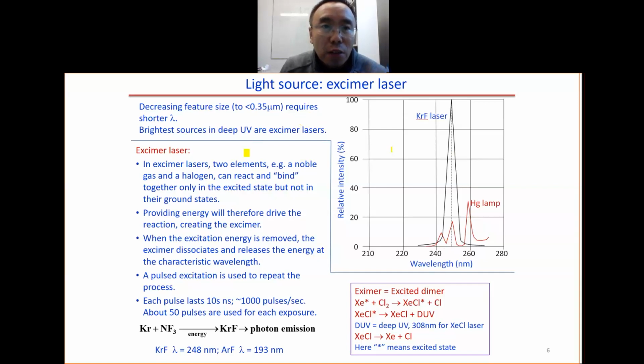So this is the case for the excimer laser. We use the excimer laser to generate light at shorter wavelengths. Those wavelengths are called deep UV.